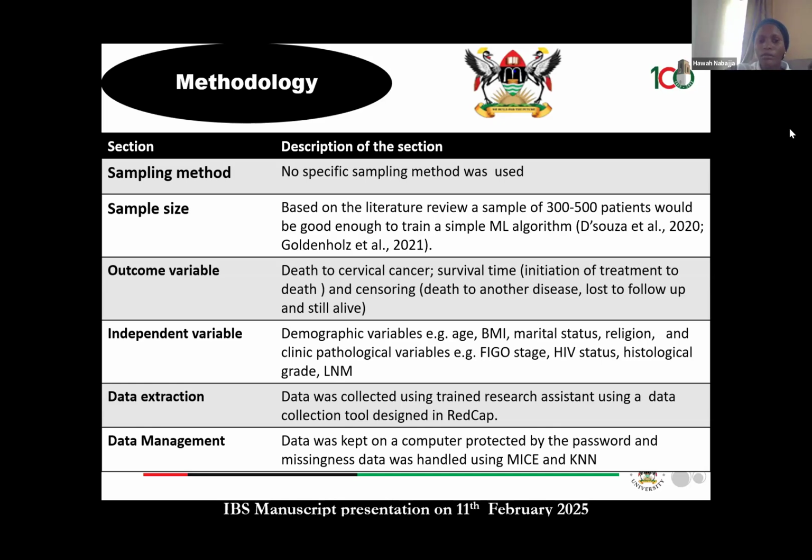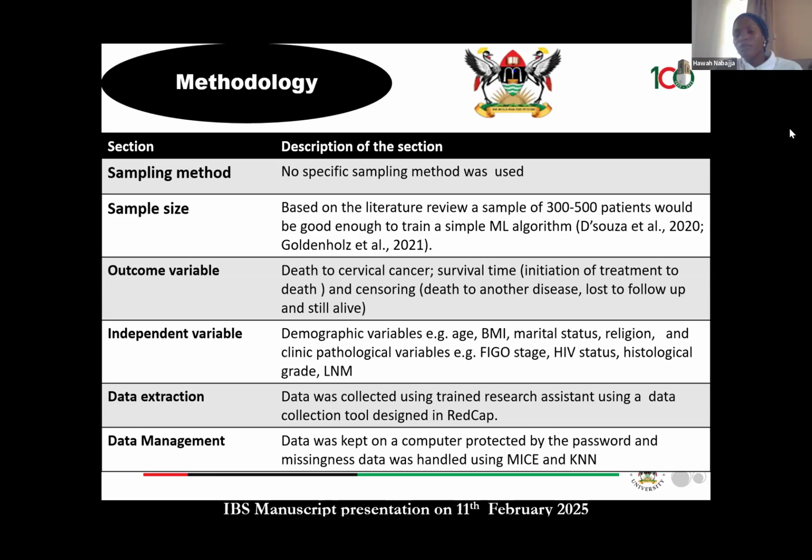Then when I come to my outcome, the outcome variable was death due to cervical cancer, so survival time was measured in months. My independent variables comprised both the demographic variables, and these included age, BMI, and so on. Then the clinicopathological variables included histological type, histological grade, tumor sites, among others.